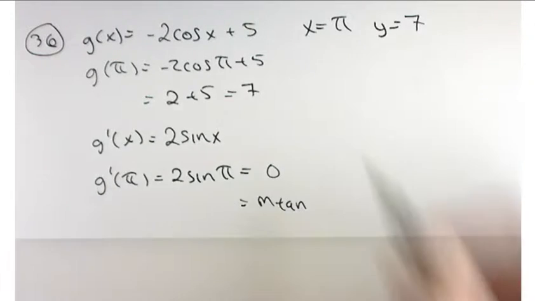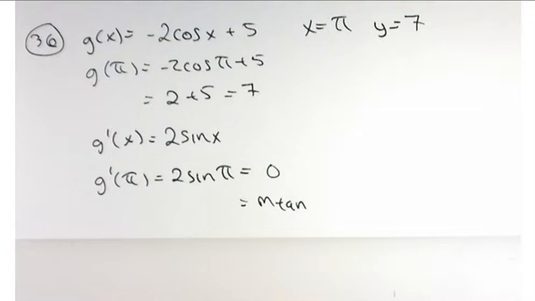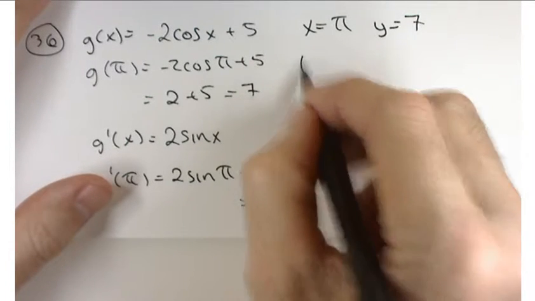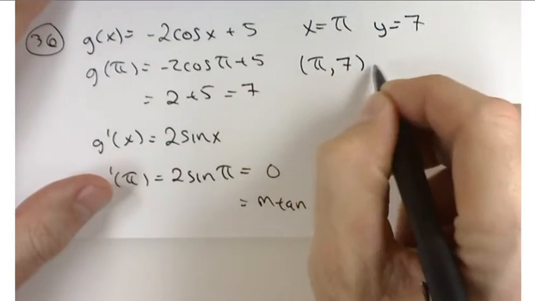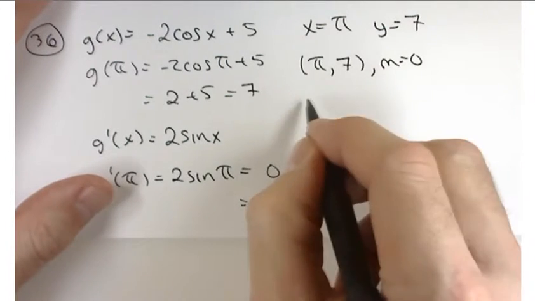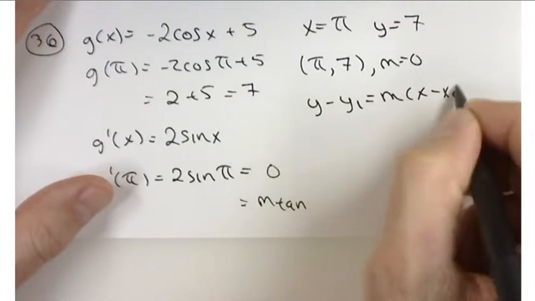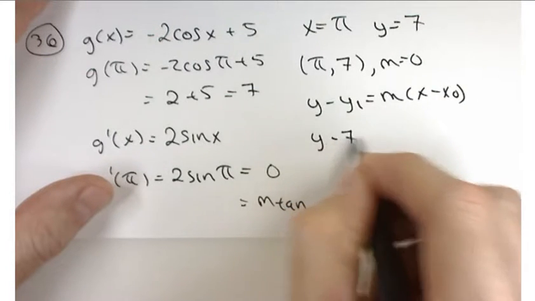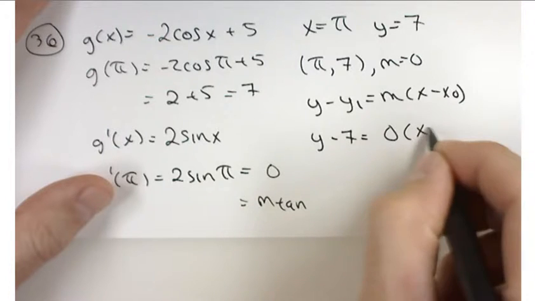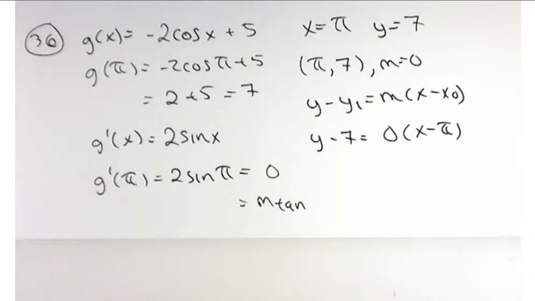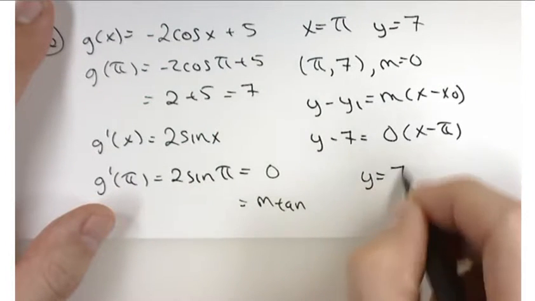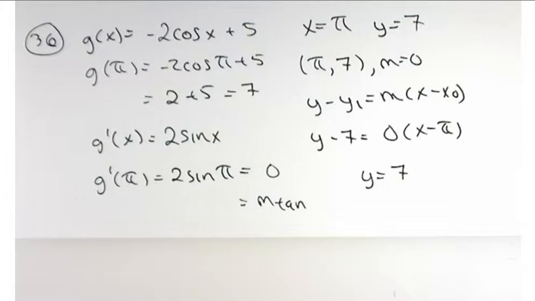So we've got a slope and we've got a point. So let's plug in our point, pi and 7, and our slope, 0, into this equation. That's going to be y minus 7 equals 0 times x minus pi. And hopefully you can convince yourself that simplifies pretty nicely to y equals 7. So, yay. There's your tangent line.